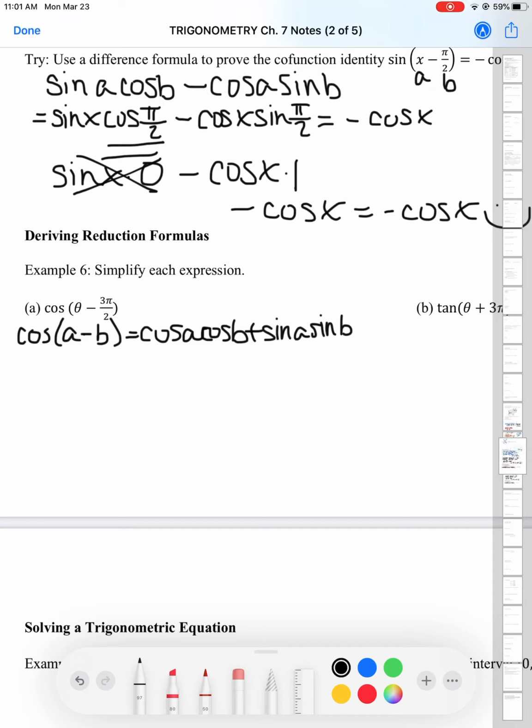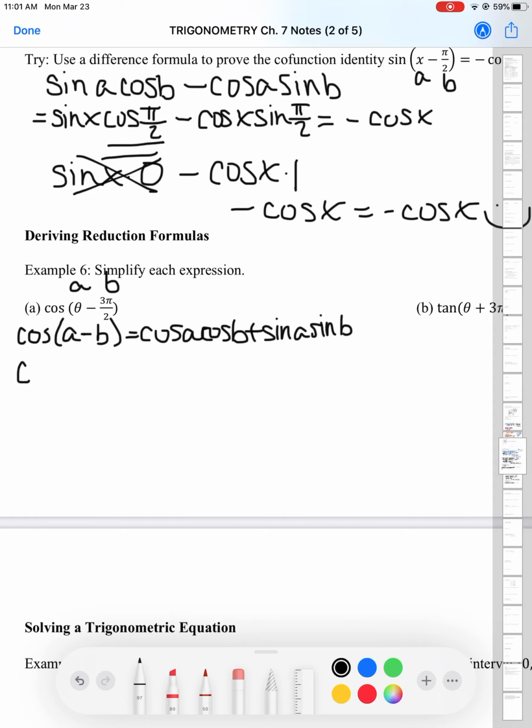So now instead of proving a cofunction identity, we're just simplifying. Like section 7.1 and 7.2, this is kind of where you guys were simplifying instead of verifying. So your A is your theta and your B is your 3 pi over 2.